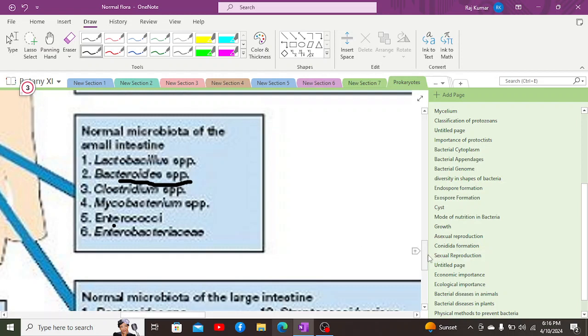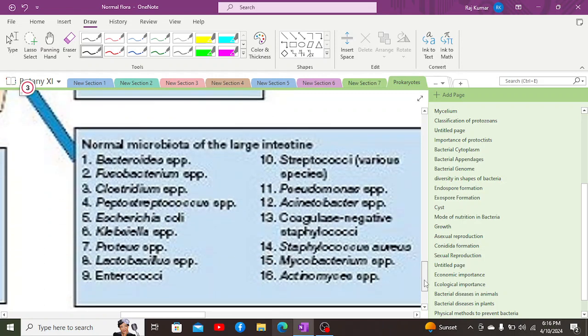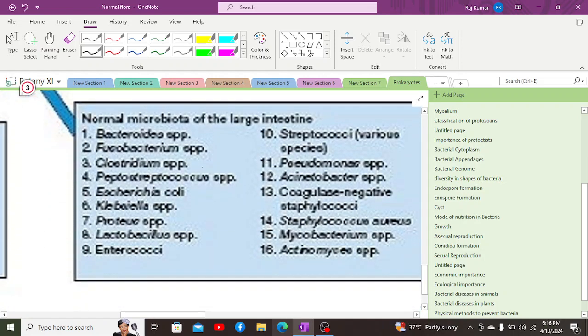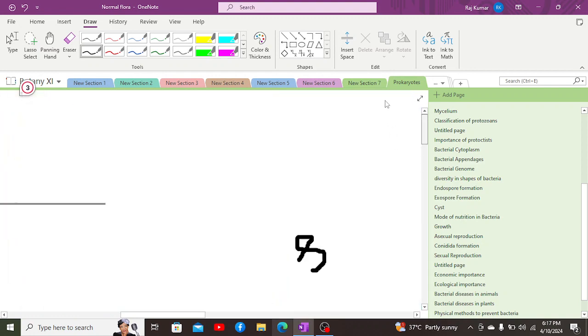Enterococcus bacteria. When it comes to the large intestine, we have a lot of species which we are familiar with, such as Clostridium, Klebsiella, Proteus, Lactobacillus, Enterococci, E. coli, Pseudomonas, Staphylococcus aureus, Mycobacterium, Actinomyces, Streptococcus, etc. So these are some of the species which are found in our normal flora.